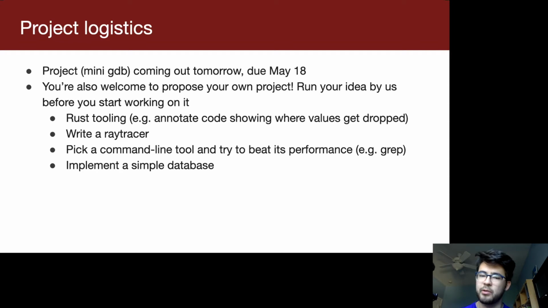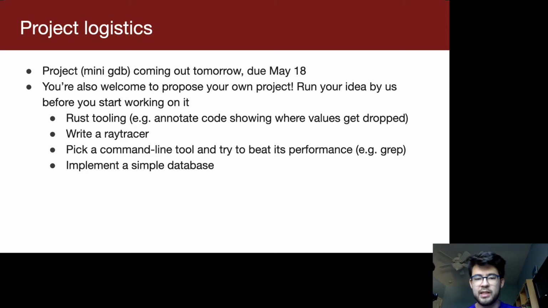You're also welcome, we want to remind you, that you can propose your own project and you can work on anything you like. So, some potential ideas. Somebody a couple weeks ago asked if there was any tooling that helps you understand what the Rust compiler is doing. Specifically, is there any tooling that helps you see when the compiler drops a value? And the answer is no. There is no such tooling right now, but there could be if you wanted to implement something like that, and we would be happy to give you some pointers.